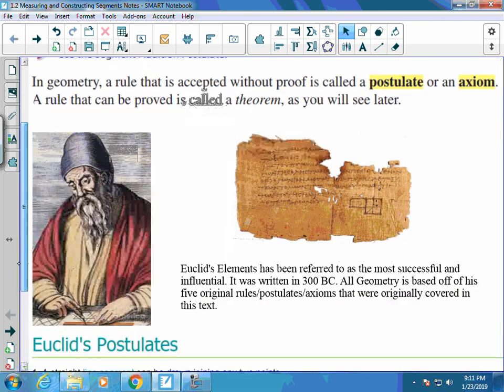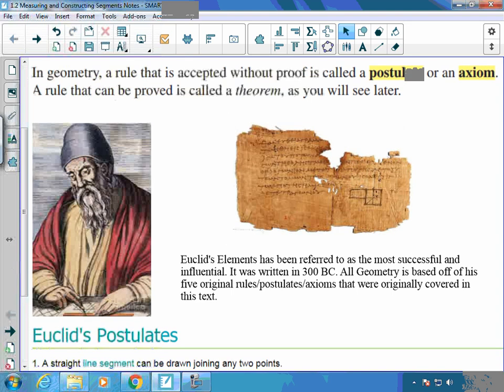So what we're going to do here is talk about this guy. This is a famous guy. His name's Euclid. Just a quick crash course on some history. Euclid wrote a book, really it wasn't a book, it was just a publication called The Elements. And it's been referred to as one of the most successful and influential pieces ever written.